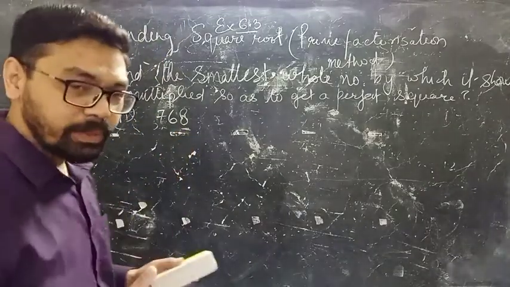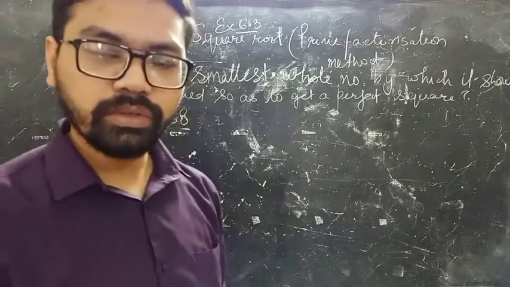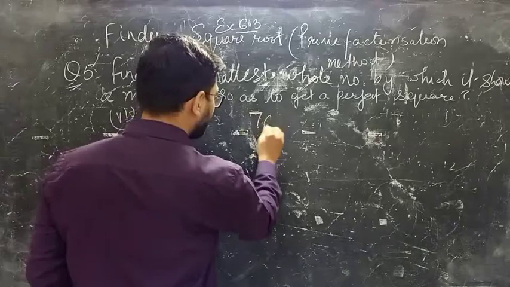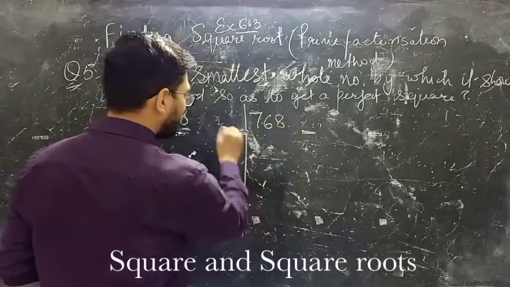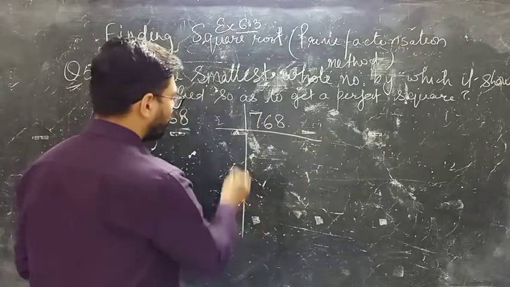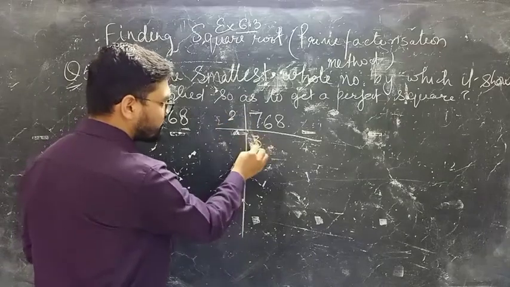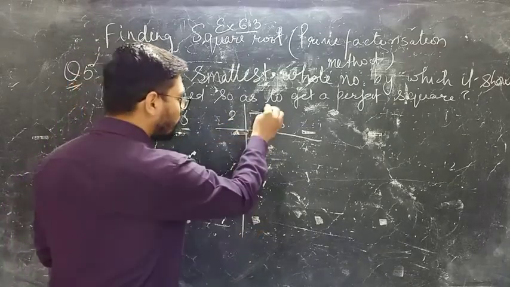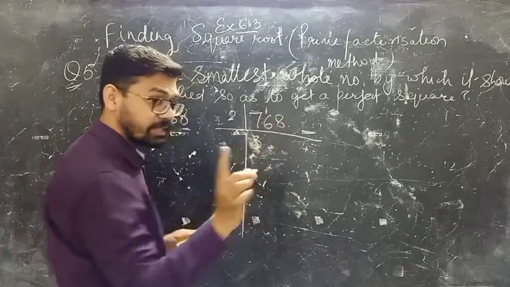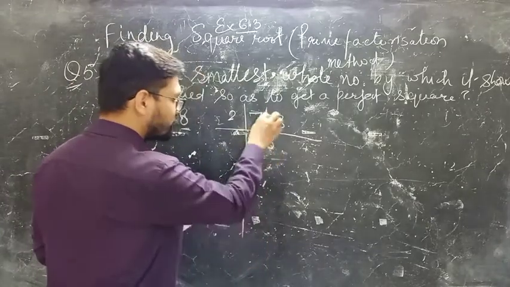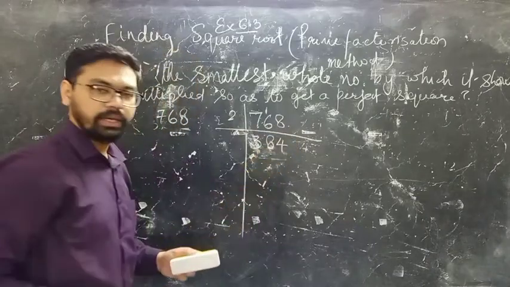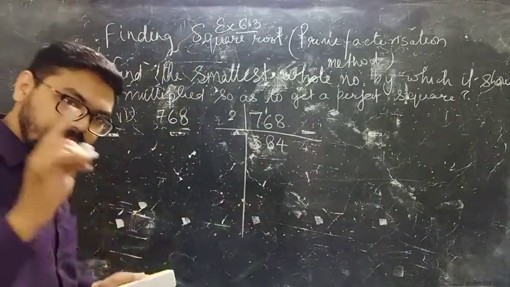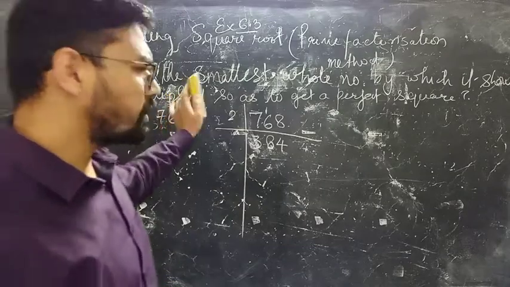768. The first step is you need to factorize using the prime factorization method. So 768 can be factorized like this. 2 3s are 6. 7 minus 6 is 1. So 1 and 6, 16. 2 8s are 16 and 2 4s are 8. Any doubt in this? So this is the first step, it is very easy.